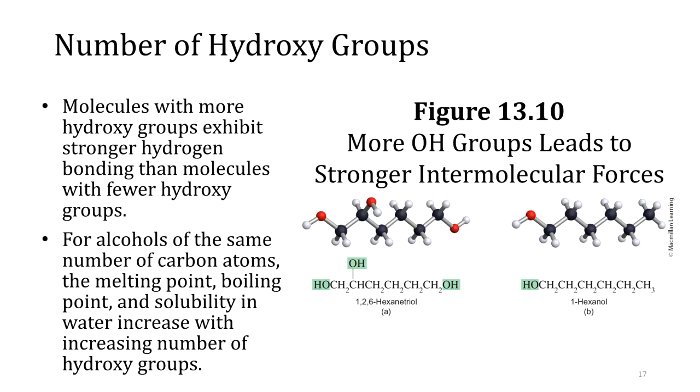So the molecules with more hydroxy groups have more hydrogen bonding. So correspondingly, if you've got a diol or a triol, you're going to find out that the melting point and the boiling point and the solubility in water all increase relative to having just one OH group. The more OH groups, the more hydrogen bonding, the higher the melting point, the higher the boiling point, and the higher the water solubility.